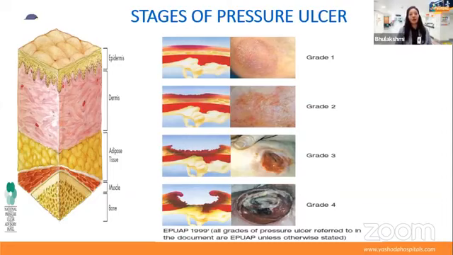In grade 4, the muscle is involved and there is deep tissue involvement. Sometimes, in a few patients, we can see the bony prominence, which is evident and visible outside in the wound.